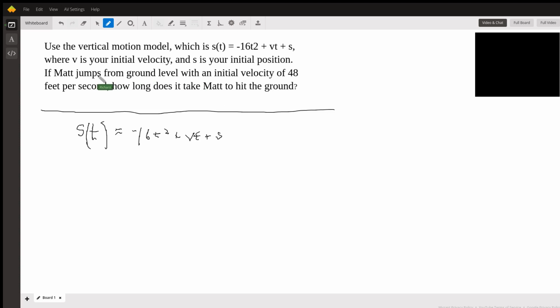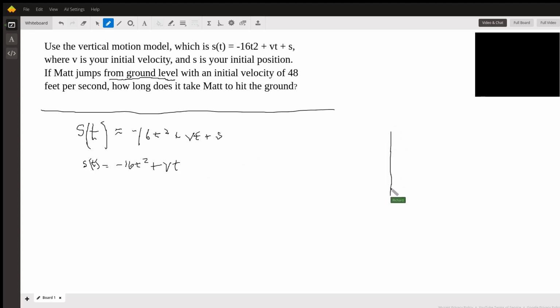And the initial height, he's jumping from ground level with it. So because he's jumping from ground level, the initial height is 0. So in this case, s of t is going to be negative 16 t squared plus vt.